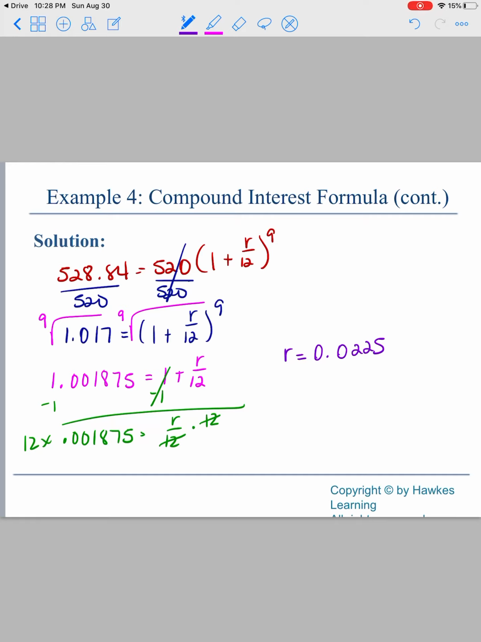So what is that percentage then? Okay, because this is the decimal part, I want to change it to a percentage. Do that by moving me back 2 spaces. So I've got about a 2.25% interest rate here.